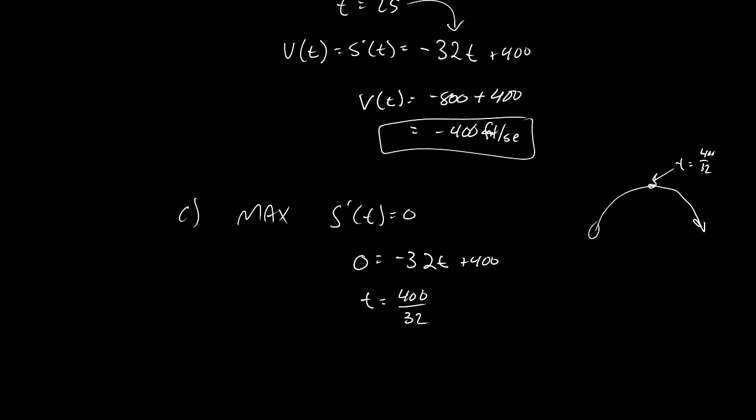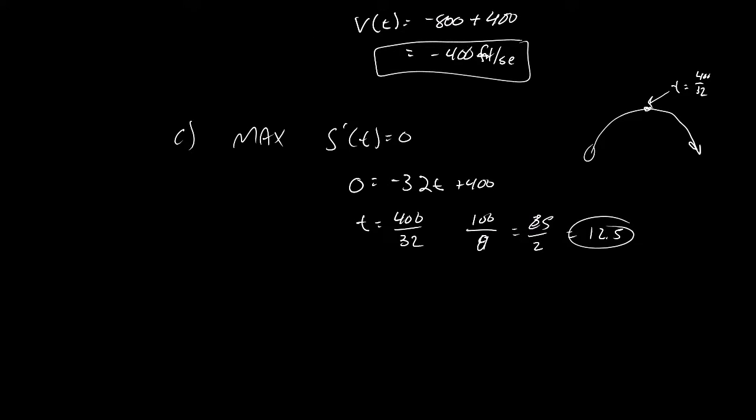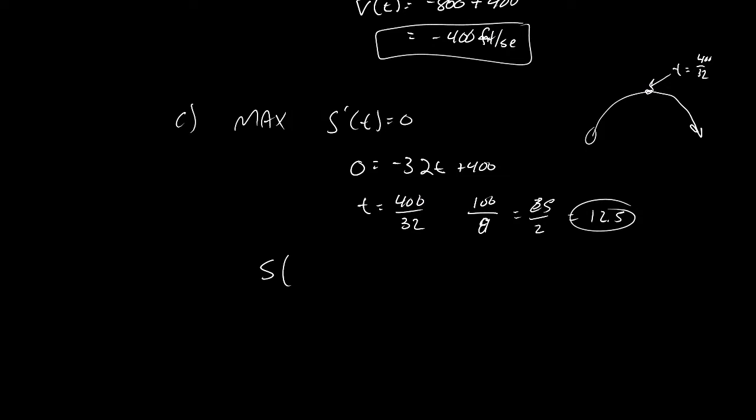So if we clean this up, this is 100 over 4? 4 times, nope, just kidding. 4 times 8. 16, yeah. Which means we are 25 over 2. So we are at 12.5. So that's our time. So we found our time, so now we have to find the maximum altitude. So we have to find our position when we're at 12.5. So we just plug that in, and we get negative 16t squared plus 400t.